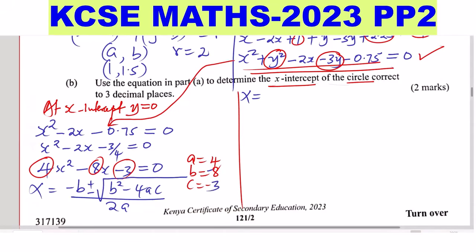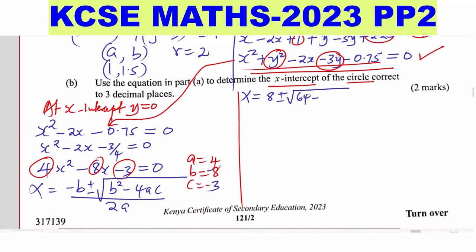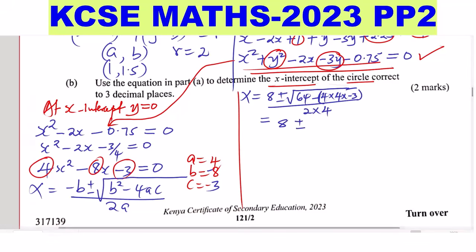So let me substitute. x is equal to negative b, which will be 8, plus or minus the square root of b squared, which is negative 8 squared, which will be 64, minus 4 times a, which is 4, times c, everything divided by 2 times a, which is 4. So this will give 8 plus or minus the square root of 64 subtract 4 times 4 times negative 3, you get 112. So you get the square root of 112, divided by 8. The square root of 112 will give 10.58.